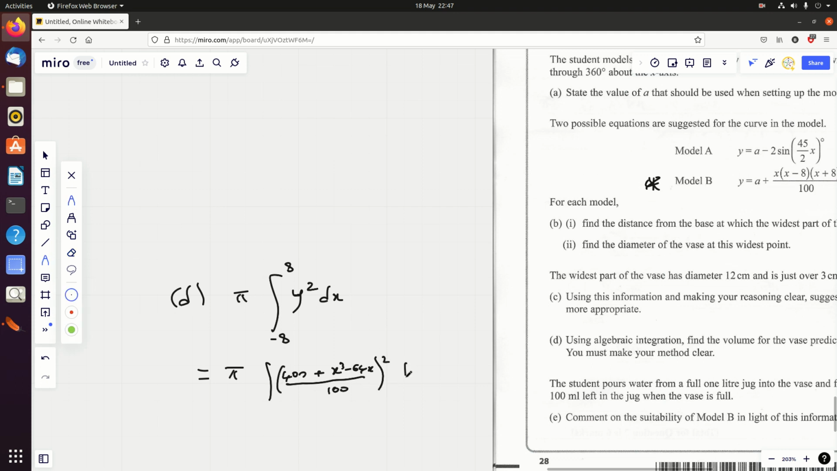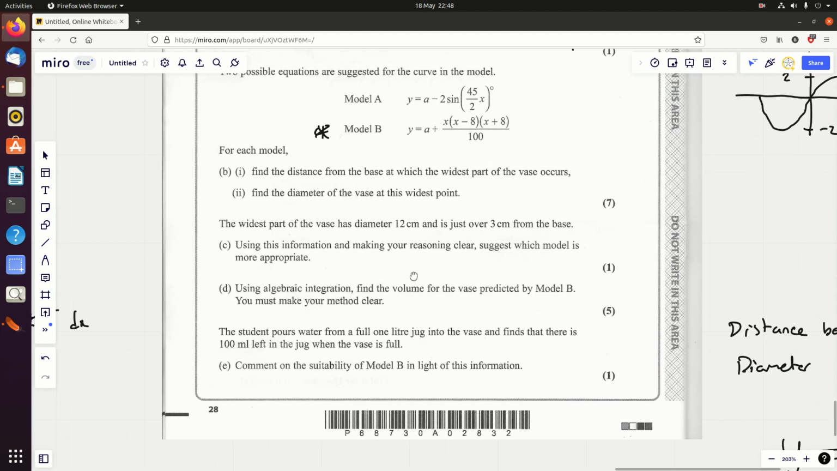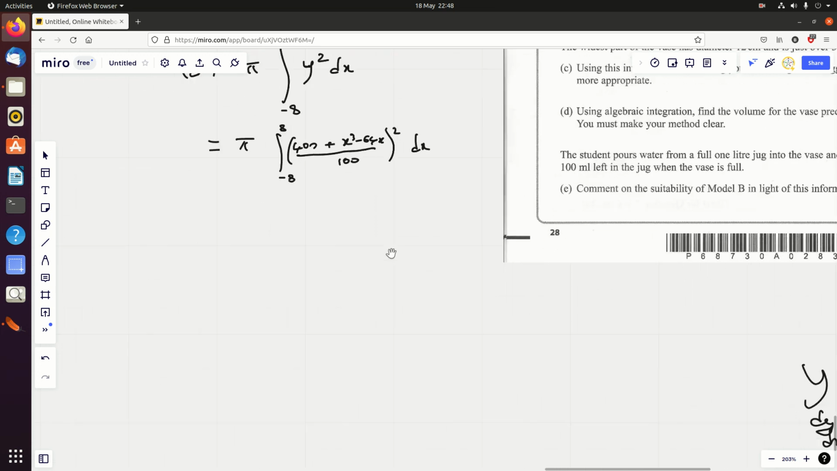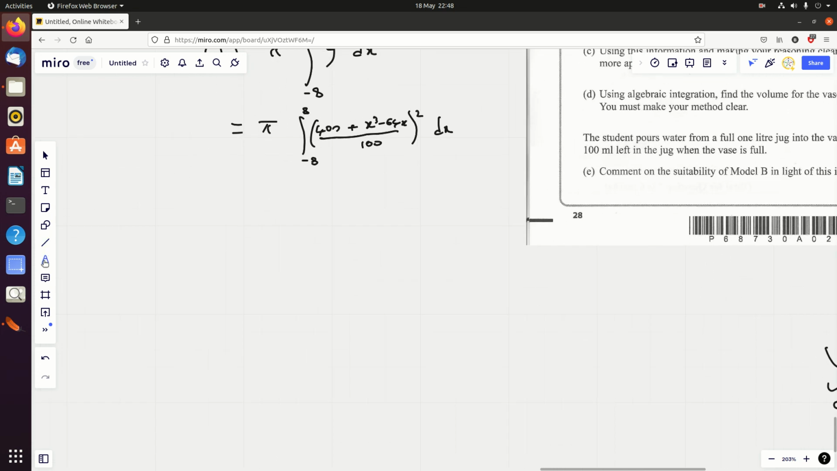And now I've got to square this because that's just y. It's y squared dx. Now I really wonder, are they going to just allow you to quote your calculator answer here? Because then it's easy and that's no problem at all. It says using algebraic integration though, and that suggests they want to see some algebra. That's what it suggests to me anyway. But multiplying this out is actually a bit of a pain.